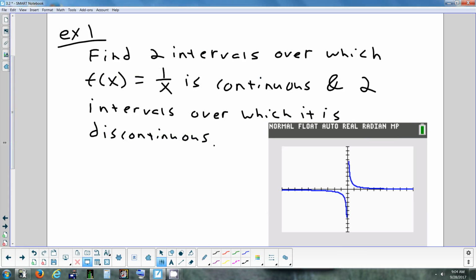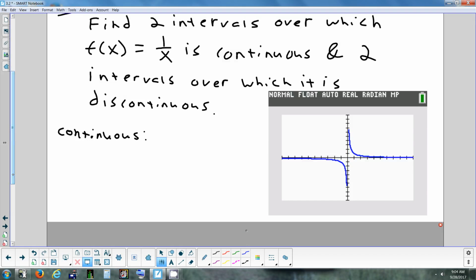All right, so let's start with continuous. Can somebody give me an interval over which that graph is continuous?